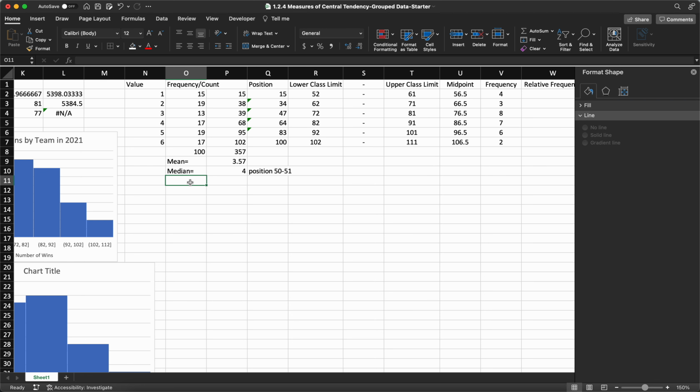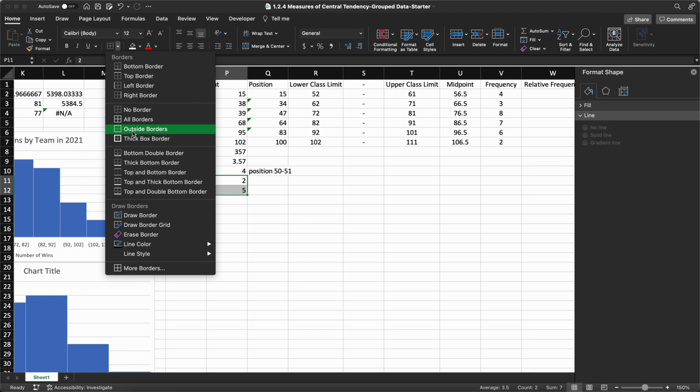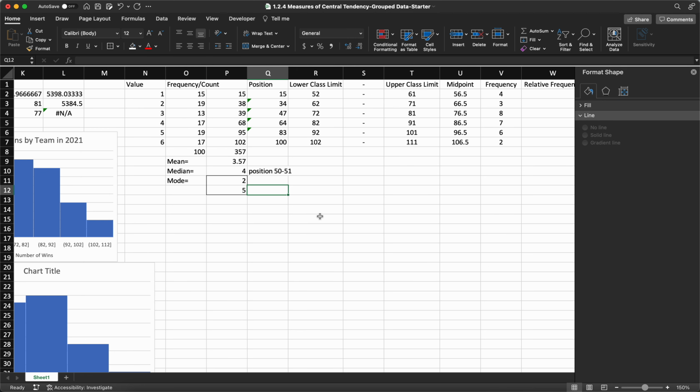And what's the mode? The mode is really easy when we're talking about grouped data, especially like this. We have a 19 and a 19. So there were 19 twos, there were 19 fives. So 2 and 5 are both the mode. And if you wanted to put a border around that so that we can see that both the 2 and the 5 are modes, that would be helpful.